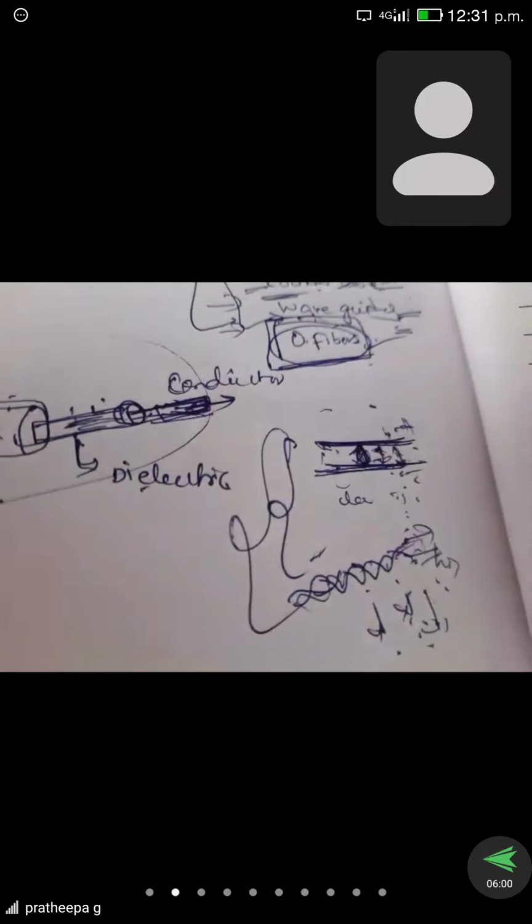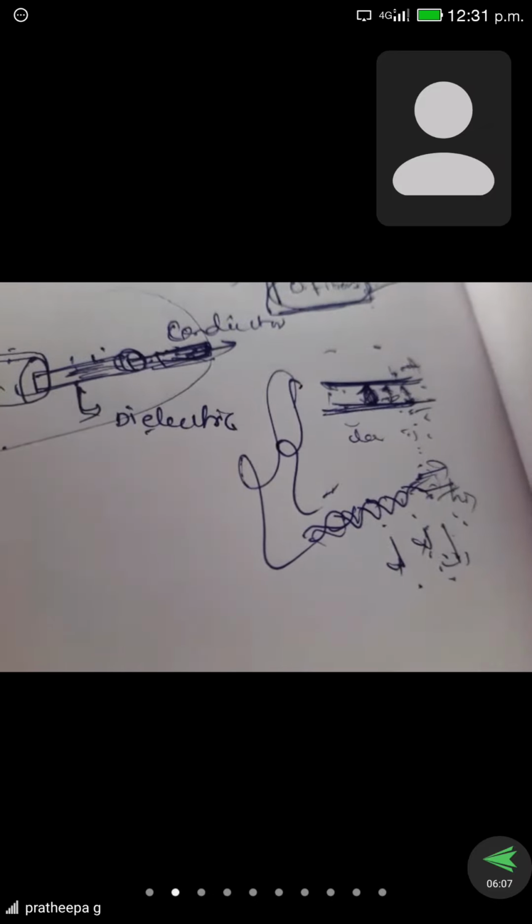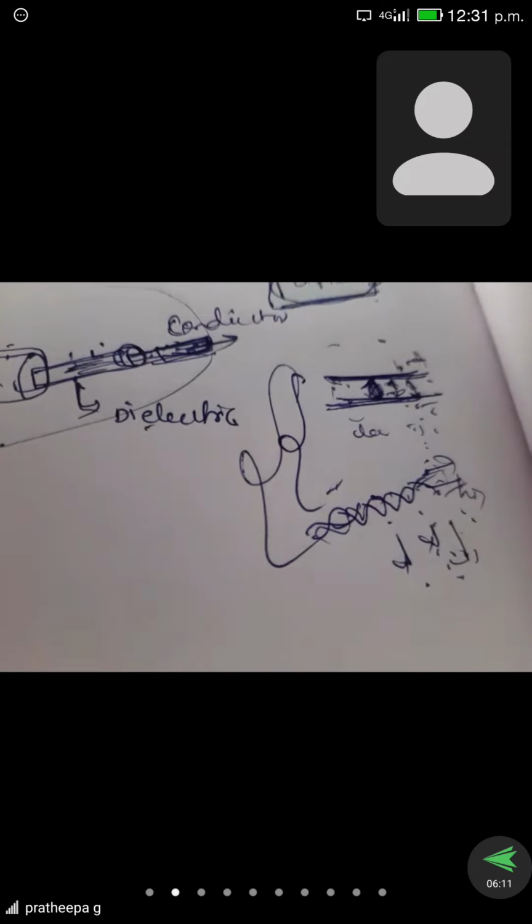So the last one is the optical fiber. This transmission line will be used for light signals. That means these will transmit only the light signal. Still very fast communication.